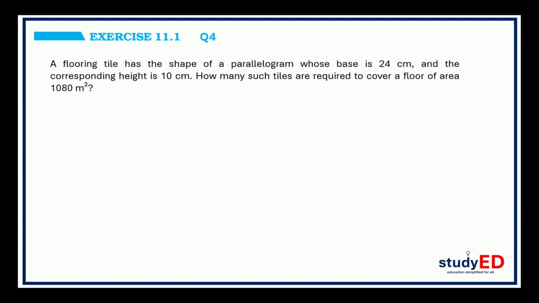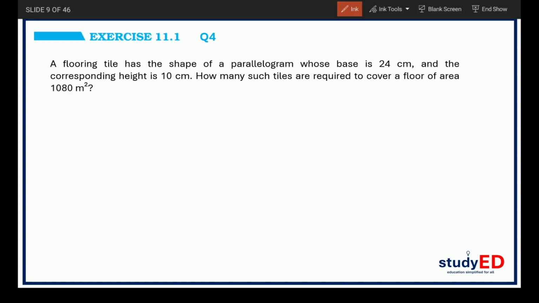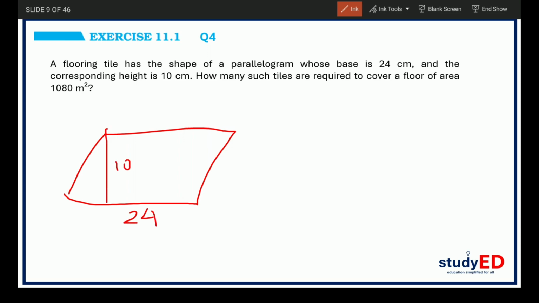A flooring tile has the shape of a parallelogram whose base is 24 centimeters and the corresponding height is 10 centimeters. How many such tiles are required to cover a floor of area 1080 meters square? Okay, let's decode this one by one. It has the shape of a parallelogram whose base is 24 and the corresponding height is 10 centimeters. How many such tiles are required? For this, we'll have to find out the area of one tile and divide the total area by it so we get the number of tiles.